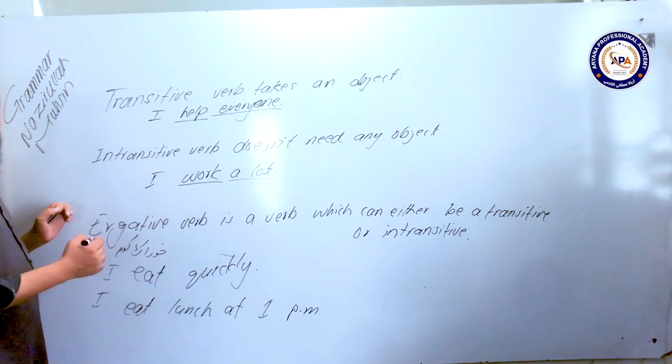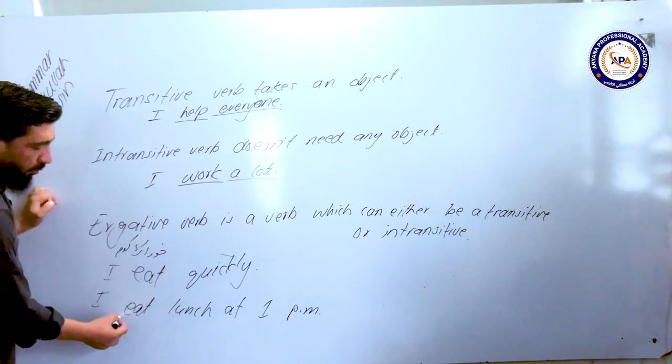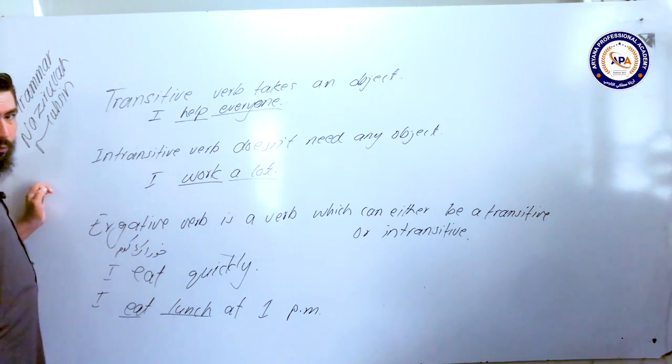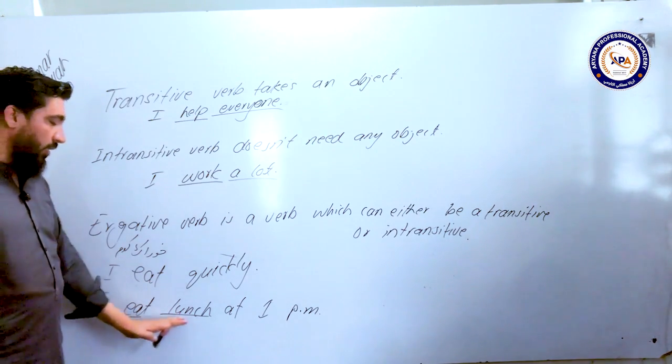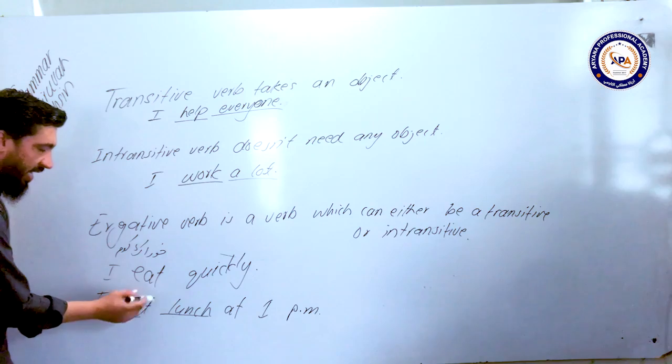Za khorakum patezai sara. But here the word eat is followed by lunch, which is a noun and it functions as an object in this sentence. I eat what? I eat lunch. So here the word eat is translated as zakhram.